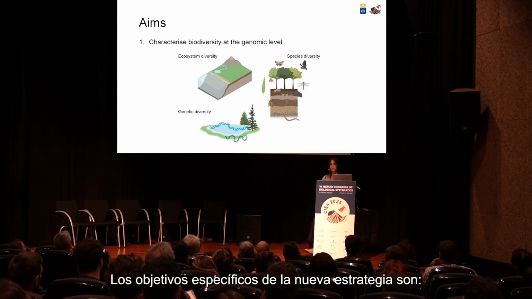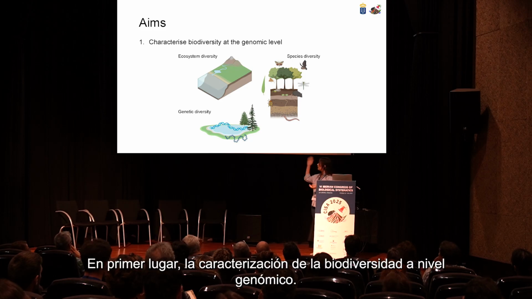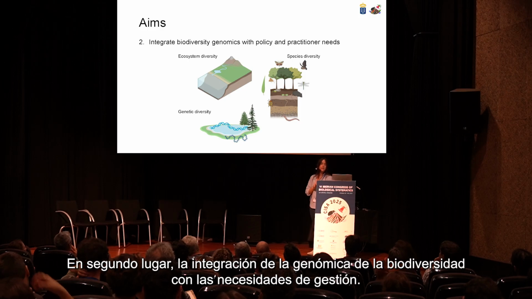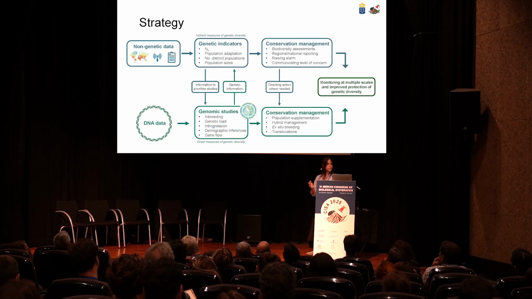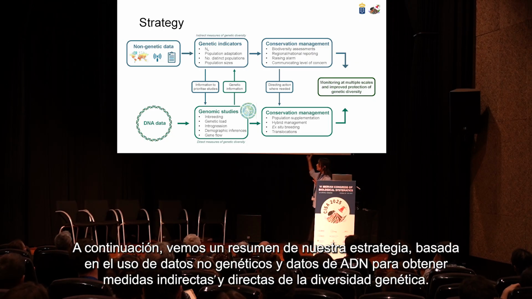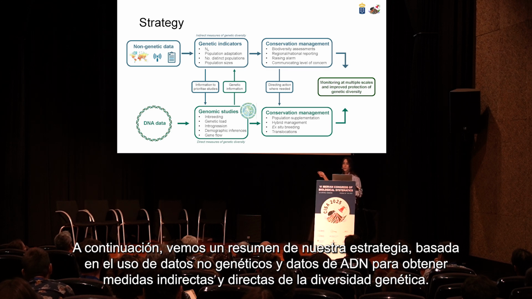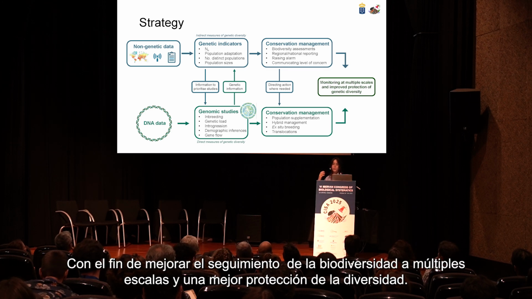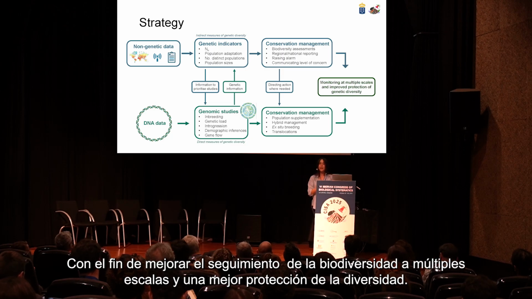And so we set up two specific objectives. Firstly, the characterization of biodiversity at the genomic level. And secondly, the integration of biodiversity genomics with policy and practitioner needs. So this is an overview of our strategy, which is based on the use of non-genetic data as well as DNA data to calculate indirect and direct measures of genetic diversity in order to improve the monitoring of biodiversity at multiple scales and also to improve the protection of genetic diversity.